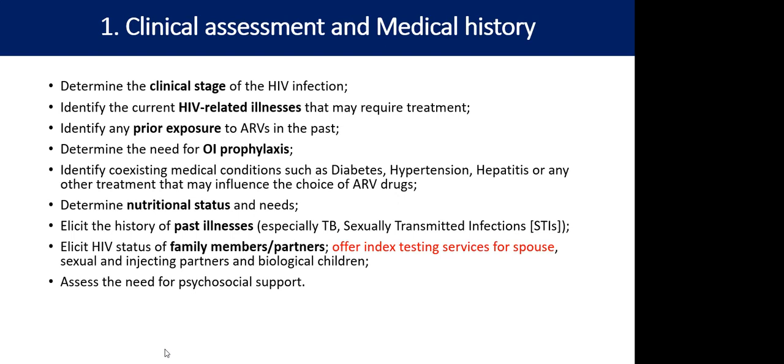So we need to keep everything in mind and determine the need for opportunistic infection prophylaxis, which is important. When do you start cotrimoxazole prophylaxis, INH prophylaxis, etc. Identify coexisting medical conditions such as diabetes, hypertension, chronic kidney disease, chronic liver disease, heart disease, or any other disease that might influence the choice of antiretroviral drugs. Determine the nutritional status of the individual and his or her needs, and elicit the history of past illnesses, which is very important, particularly of tuberculosis and sexually transmitted infections. These are all very important, as we all know, for those who work at the ART center level.